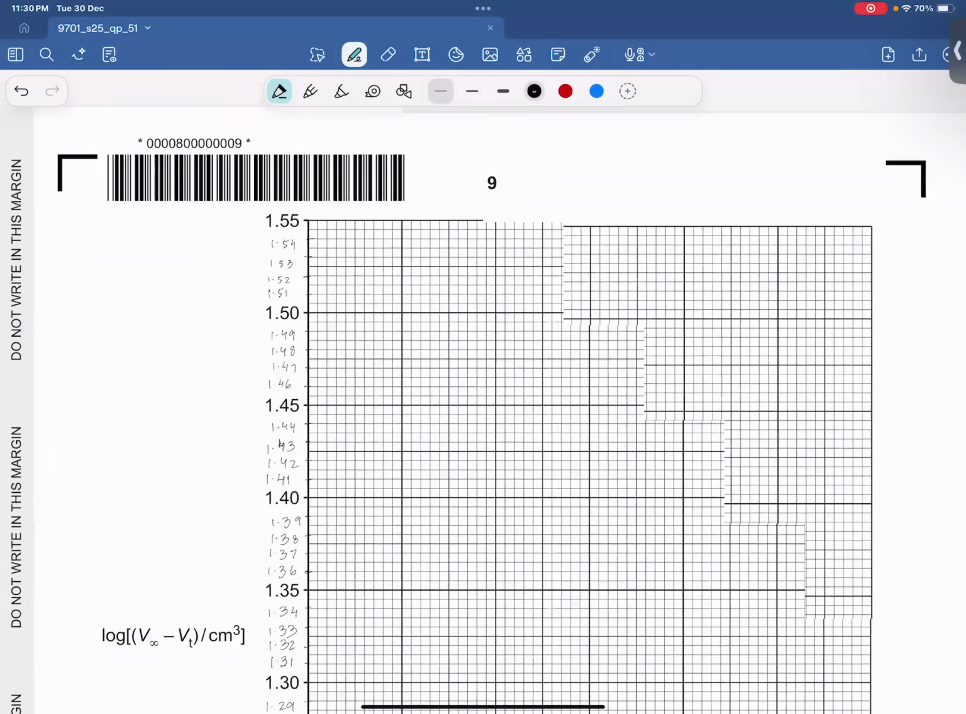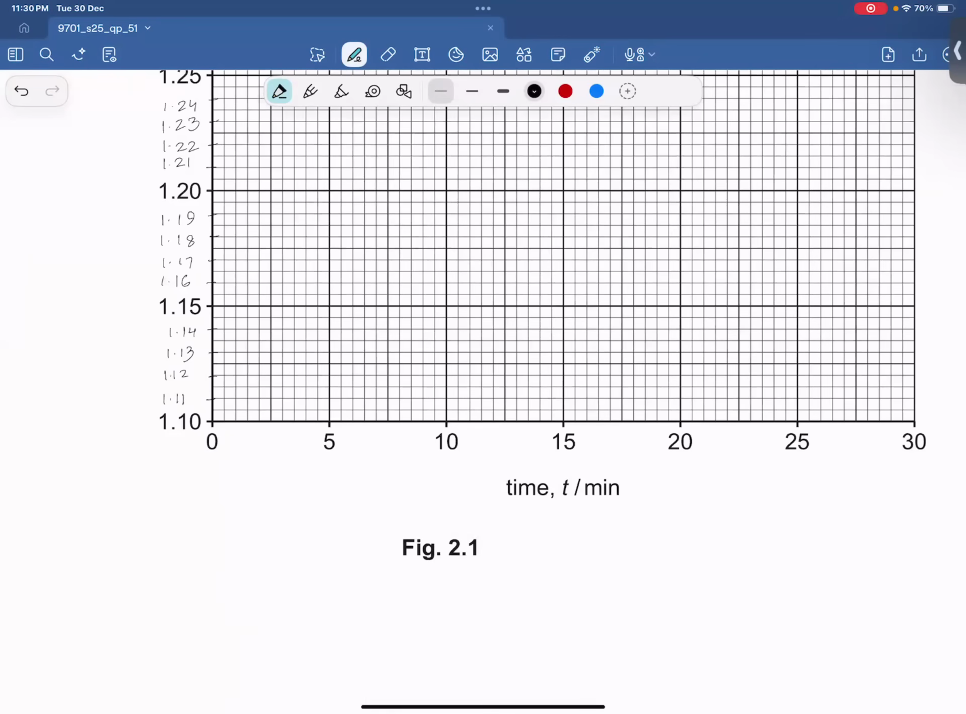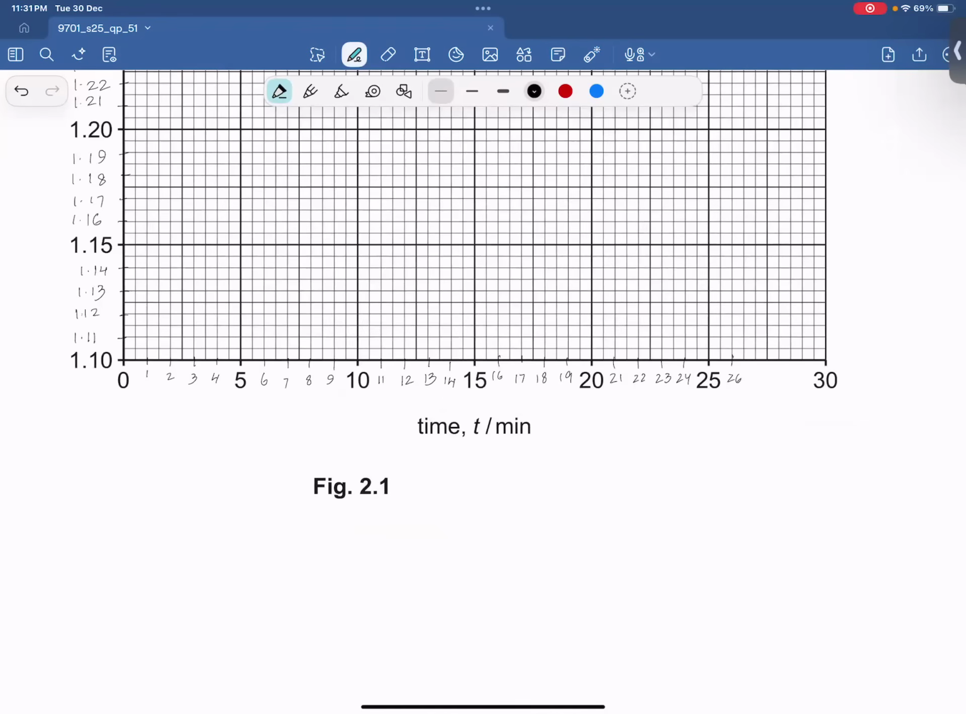Oh, now on the x-axis, this is going to be 1, 2, 3, 4, 5, 6, 7, 8, 9, 10, 11, 12, 13, 14, 15, 16, 17, 18, 19, 20, 21, 22, 23, 24, and then 25, 26, 27, 28, 29, and then 30. Okay. Oh my goodness.